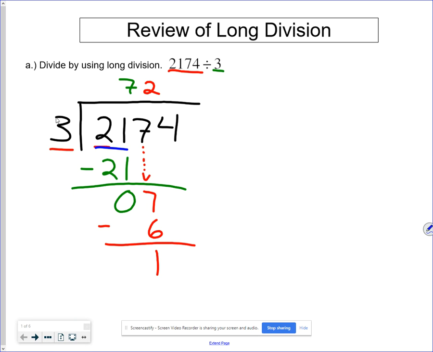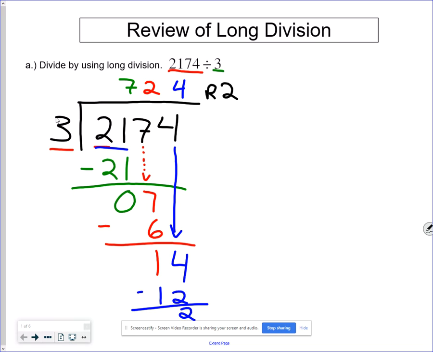Now we'll take this 4 and bring it all the way down here. So we'll have 14. How many times does 3 go into 14? It goes into 14 4 times. So 3 times 4 is 12. Flip our sign again, and now we're left with 2. Well, 3 can't go into 2 anymore. So instead of coming up with a decimal for it, we're just going to write this as remainder 2.